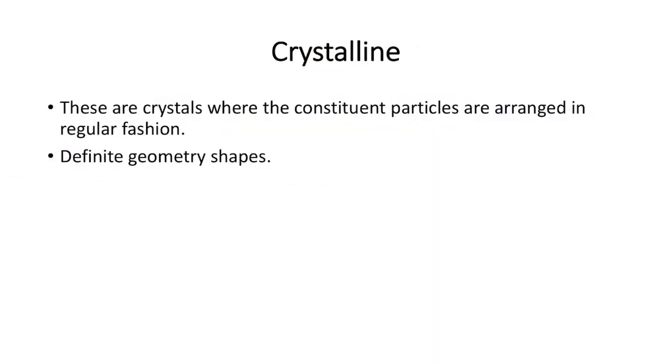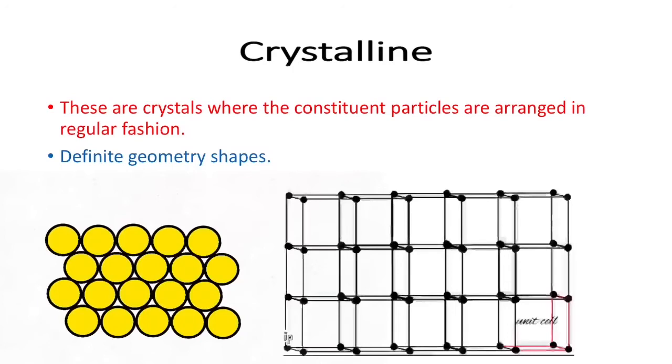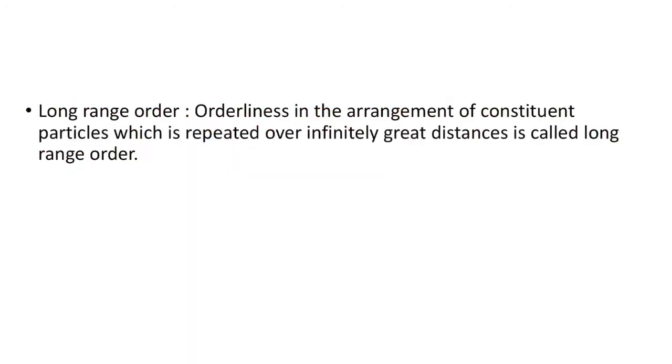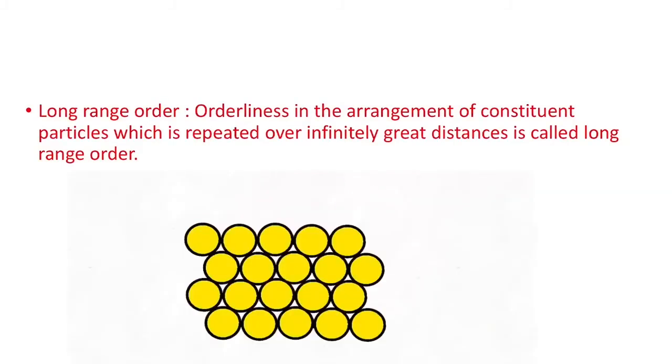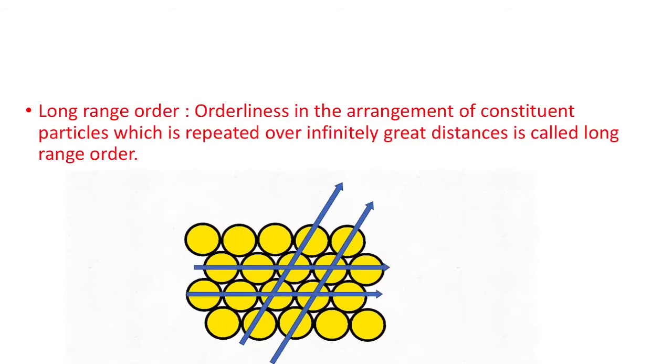The third classification which we are going to learn now is crystalline. In crystalline solids, the constituent particles are arranged in a regular fashion and they have definite geometrical shapes. You can look at the picture presented here. If I draw a line connecting the constituent particles, you can find that the line connects particles which are equidistant from each other. So let's look over here: 1, 2, 3 and 4. By this we can clearly say that it exhibits long range order.